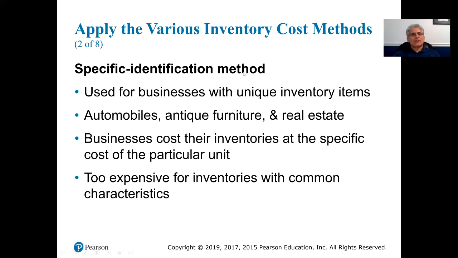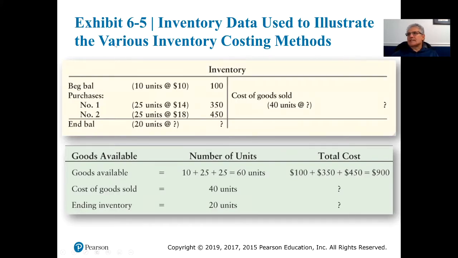Specific identification method is used for businesses with unique inventory items. Examples would include automobiles, antique furniture, and real estate. Businesses cost their inventories at the specific cost of a particular unit. Specific identification method can be too expensive for inventories with common characteristics. And this will make a lot of sense to you because we're going to be tracking everything that we buy and what its specific cost is.